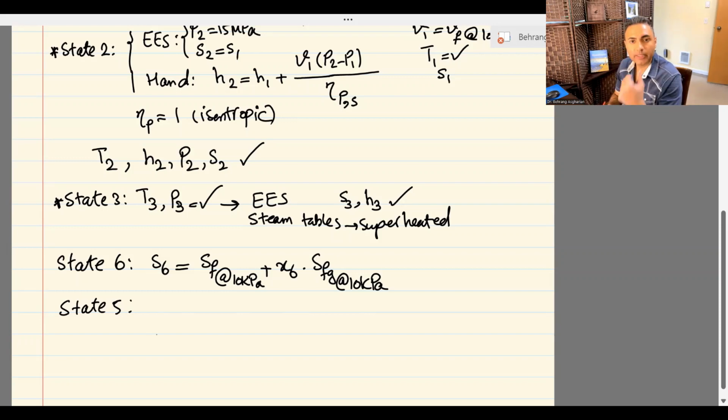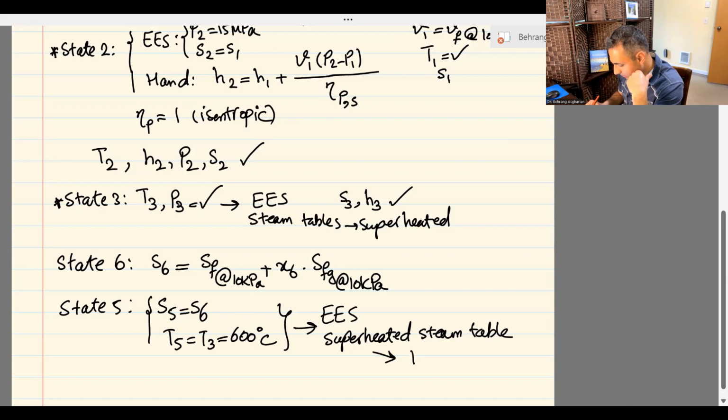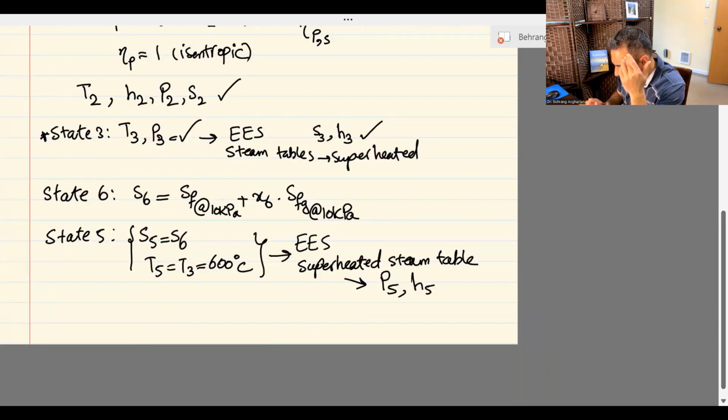Now I go to state 5. Because the turbine is isentropic, S5 is S6. What else did I know about state 5? I knew T5 is T3, which is 600 Celsius. I have two independent properties, and you can either use EES or go to the superheated steam table, and you can find the value of P5. You can also find the value of H5 if you need it. And if you want to do a TS diagram, you already have S5 anyways.